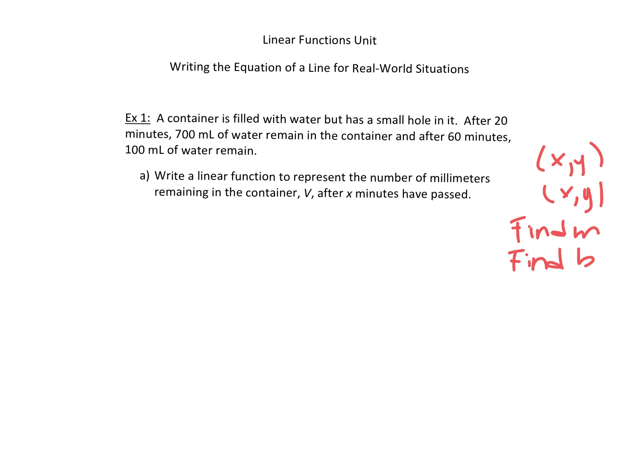So example 1 says a container is filled with water but has a small hole in it. After 20 minutes, 700 milliliters of water remain in the container. And after 60 minutes, 100 milliliters of water remain. So they're giving you 2 points on the line. They're telling you that when x is 20, the y value is 700. When x is 60, the y value is 100. 2 points on the line are being given.